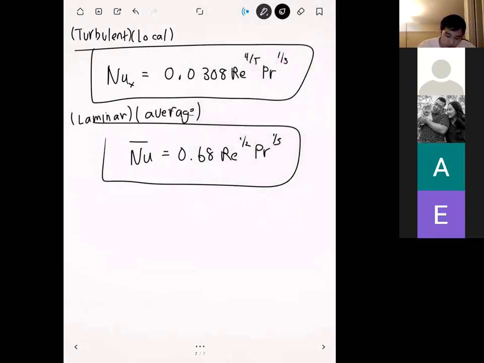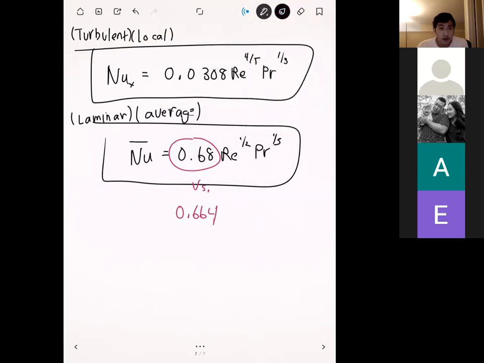If you compare this to the isothermal case, the only difference is in this coefficient out in front. We go from 0.664 to 0.68. So it's basically not really a difference. But sometimes that small difference can make a big impact depending on the situation, so I at least wanted to cover this. For this class, I don't think I've written any problems, at least not in the homework, that use these correlations, but I wanted to make you aware of it in case you run across a situation like this in practice.